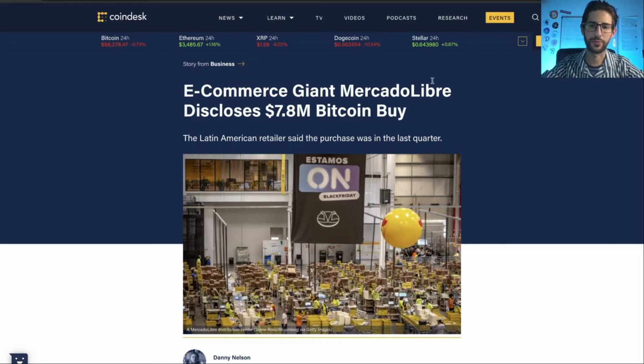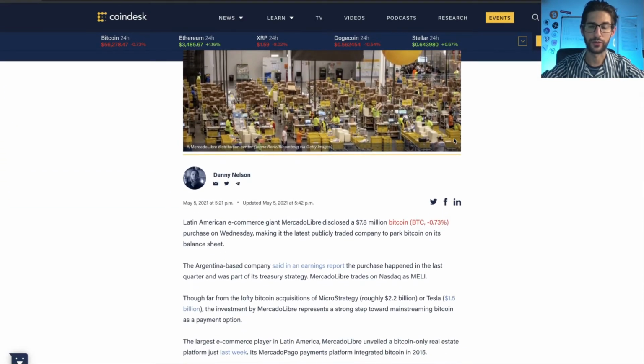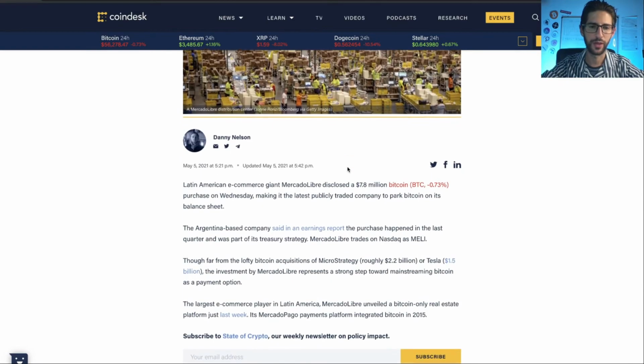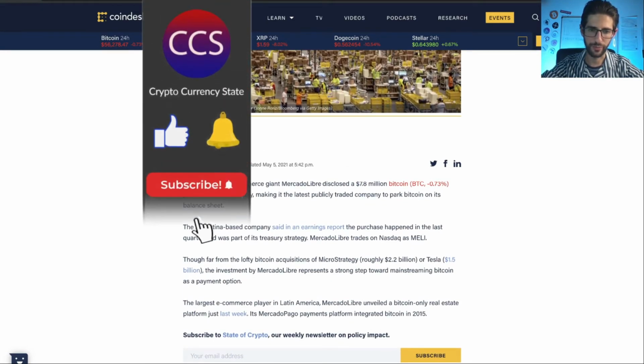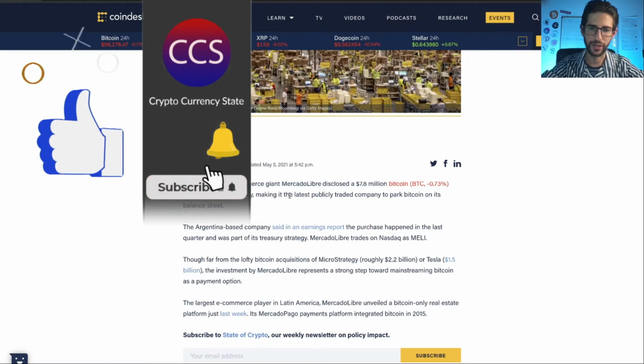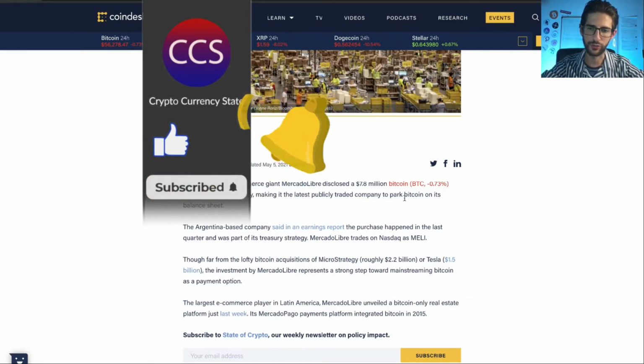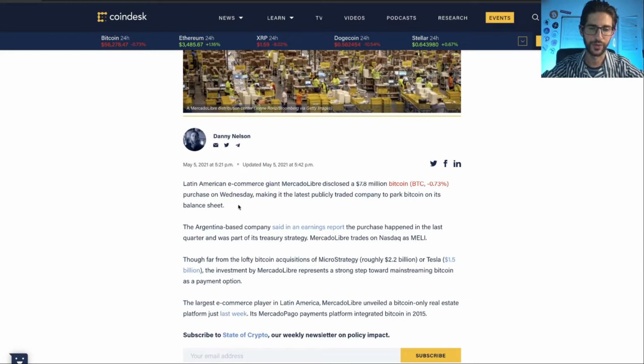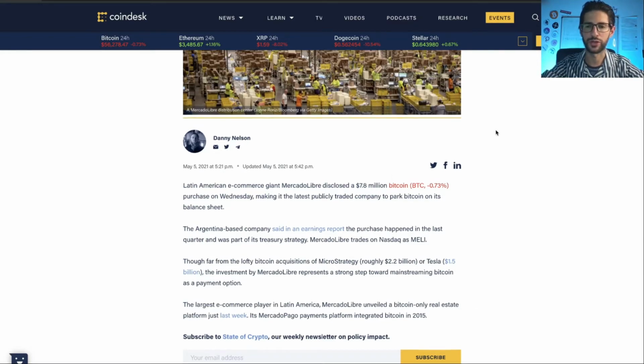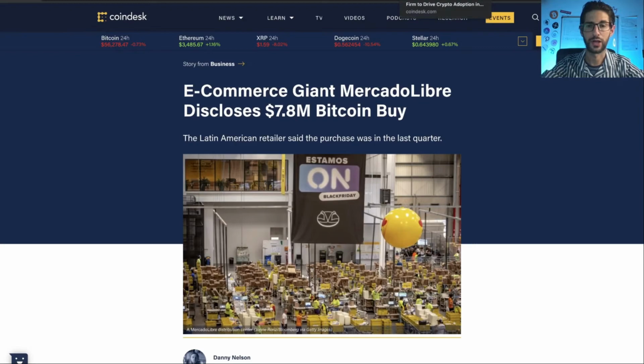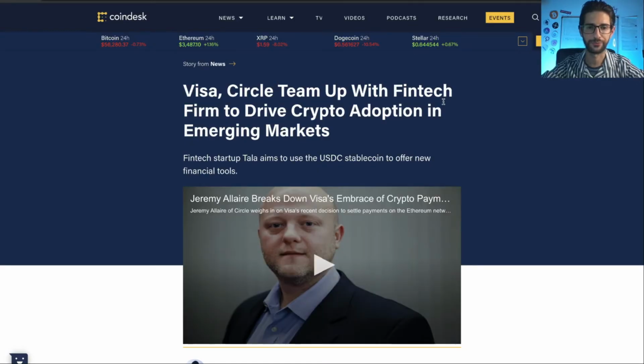The e-commerce giant Mercado Libre disclosed a 7.8 million Bitcoin buy. This is related to all the work that Michael Saylor has been doing, talking with companies. I don't know if Mercado Libre was one of them, but they already mentioned that purchase, making it the latest publicly traded company to park Bitcoin on its balance sheet. So this is what Michael Saylor has been pushing over the last month also: companies buying Bitcoin as a reserve instead of holding reserves in US cash.